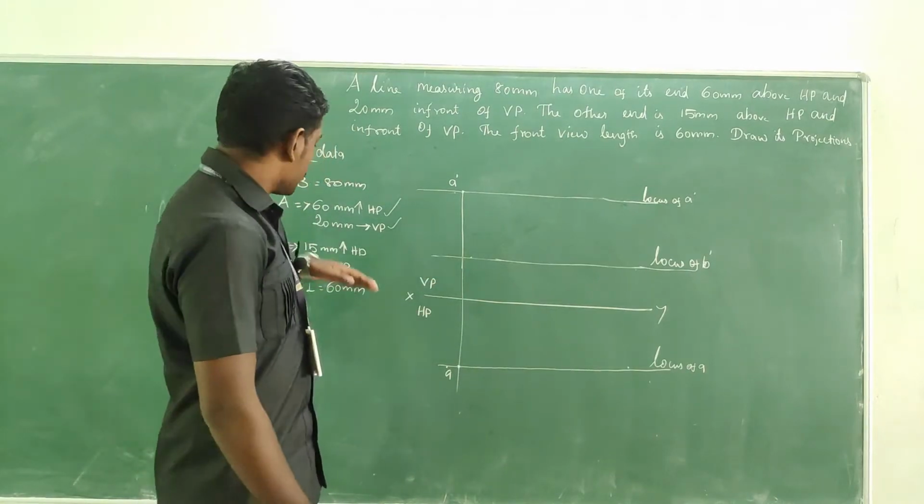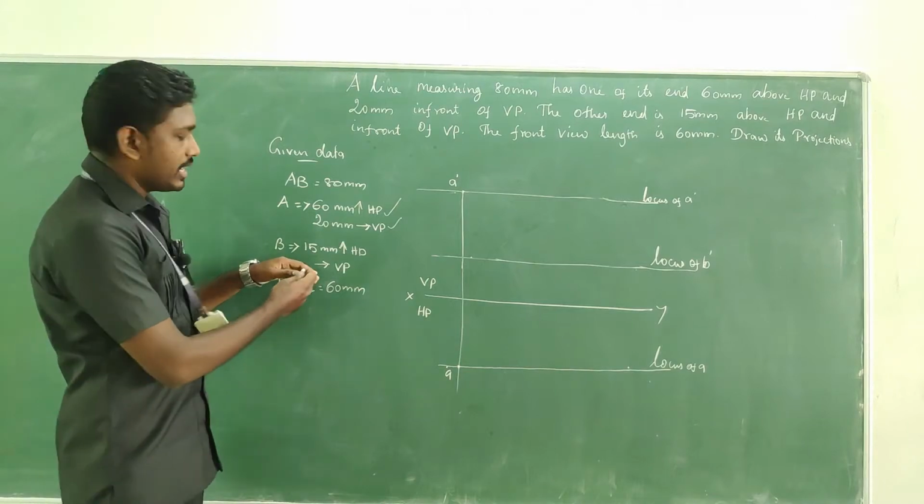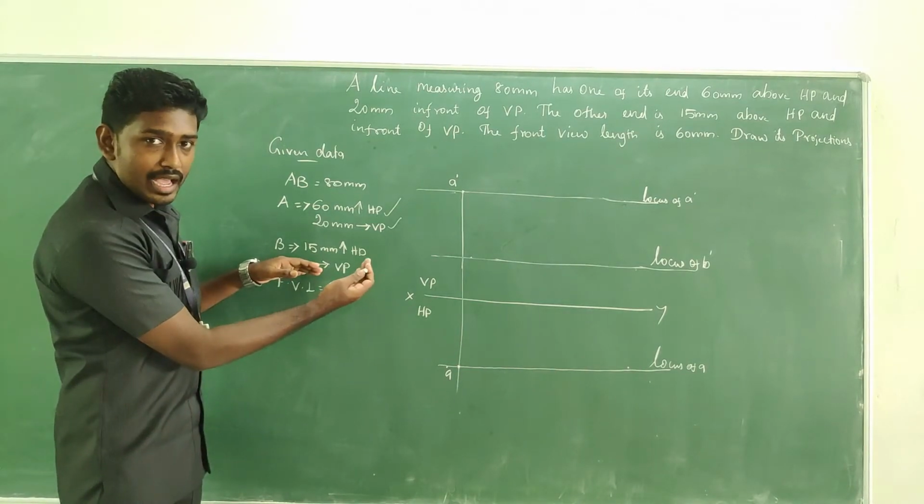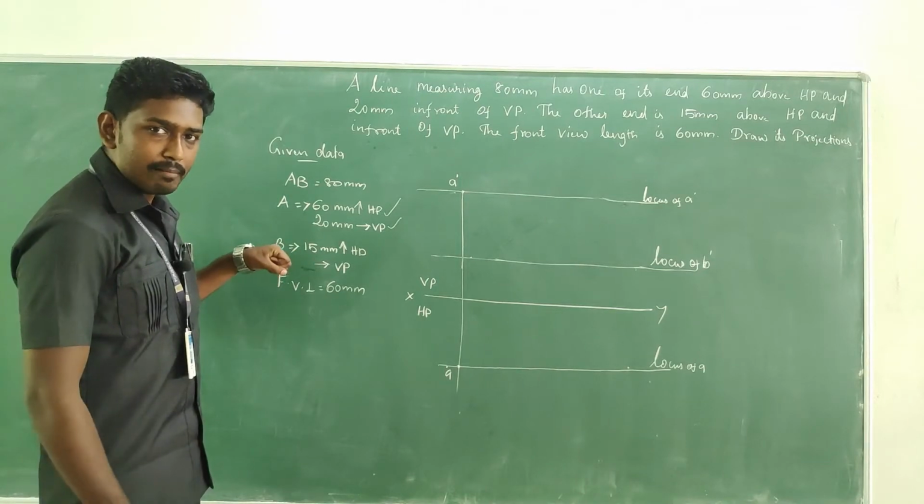Okay, fine. So do we have another locus here? No, right? It is specified. It is going to be captured in front of VP, but there is no exact measurement, right?